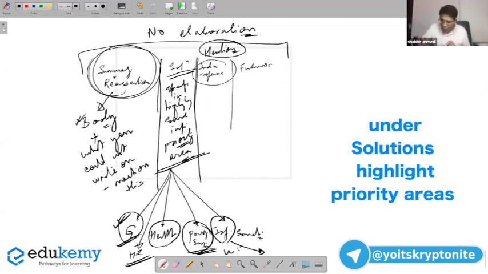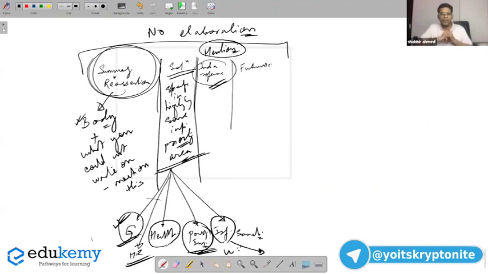If you have not touched the Indian dimension here, then you can mention India separately. Now you tell me, in India, what are the important issues?